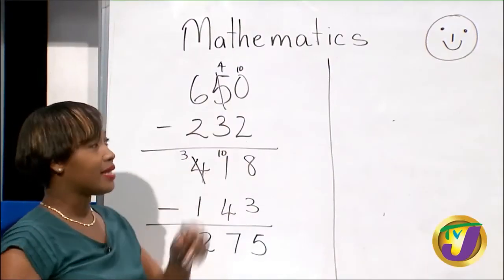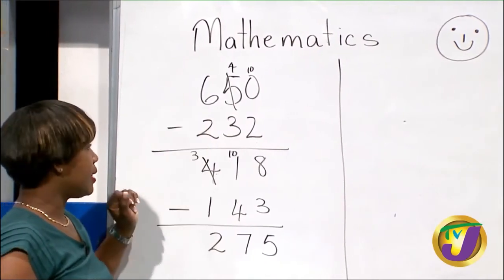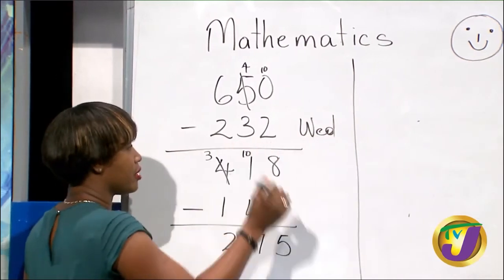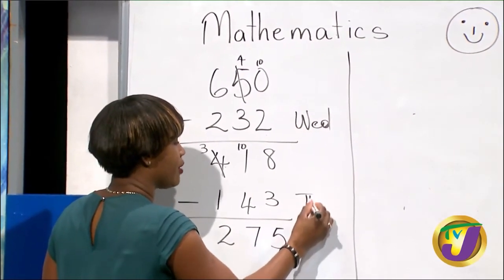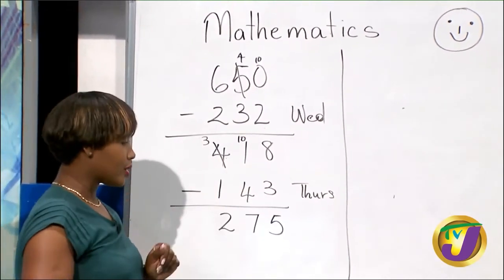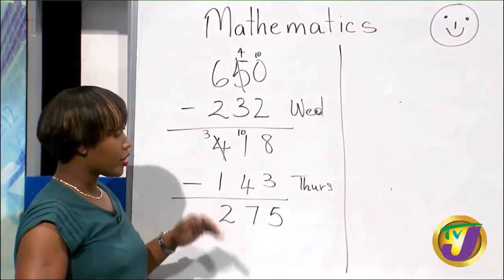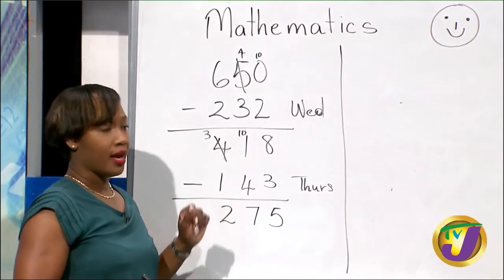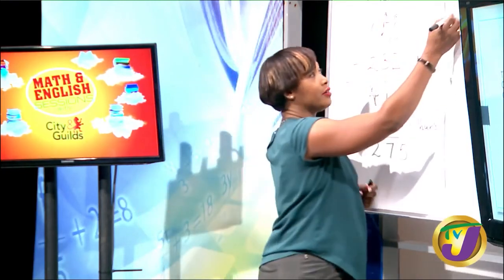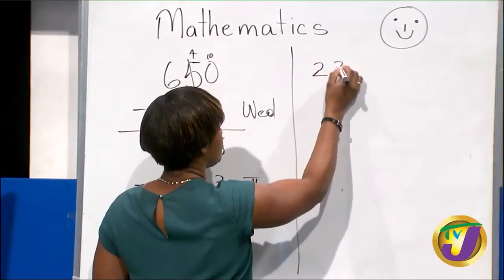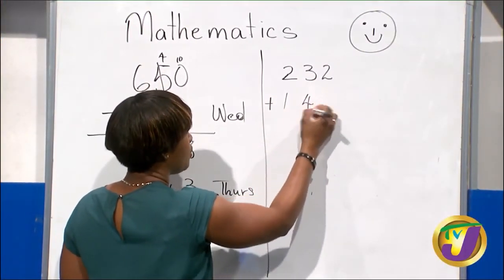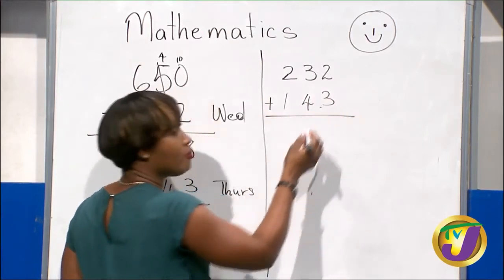So what I'm saying, if I started with 650 tickets, on Wednesday I would have sold 232. I would have taken it away. On Thursday, I sold 143. I took that away as well. So at the end of Thursday's sale, I would have had 275 tickets. But what if I wanted to do it another way? I could definitely combine. So you see, there is not one way to solve the question, it is which way you're most comfortable with.